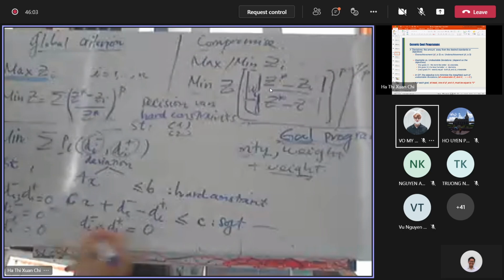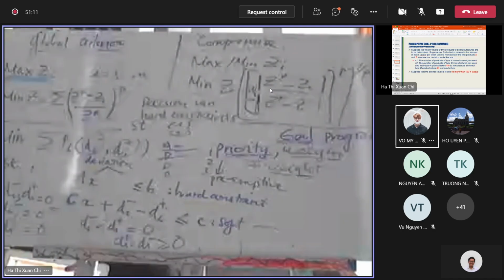So assume variable x1 is the number of product A manufactured per week, and x2 is the number of product B manufactured per week. Each type A product takes 4 hours, and B takes 3 hours to manufacture. The design level is to use no more than 120 labor hours.